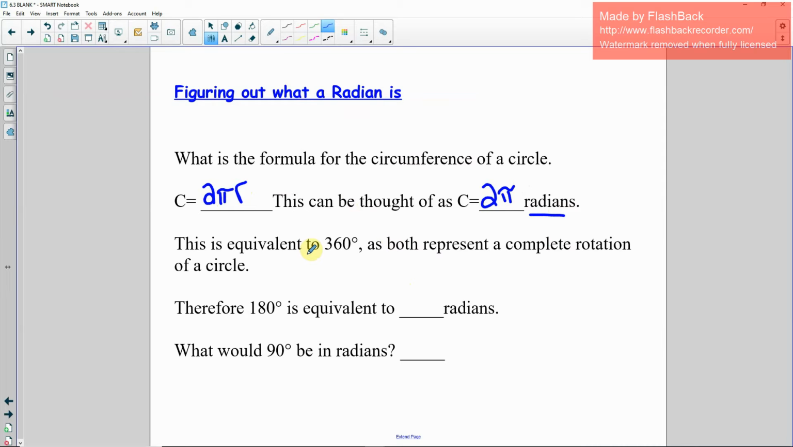We know that a circle has 360 degrees, so 2 pi radians and 360 degrees must be the same thing. If you split 360 in half, so divide by 2, then 180 degrees would be the same thing as pi radians, right? Because remember, 360 equals 2 pi radians. If you split it up again, dividing by 2, then that would be pi divided by 2 radians.